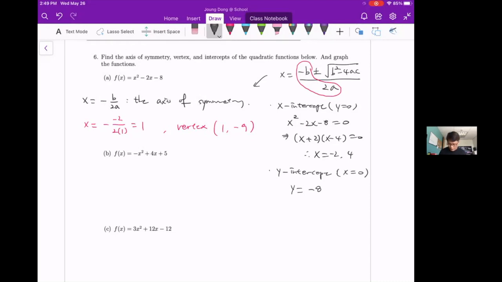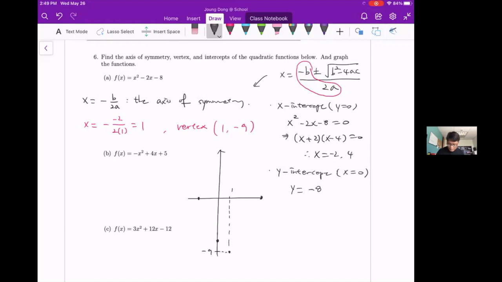So now let me try to draw the graph of this function with all this given information, okay? How can I do it? First of all, let's start from the vertex, okay? (1, -9). Let's say 1, and all the way down here, negative 9. This is your vertex point, and it is a smiley face, right? We know a couple more points. y equals negative 8 is your y-intercept, so we're going to put a point here. Then we know the x-intercepts as well, which are negative 2, maybe somewhere here, and positive 4.